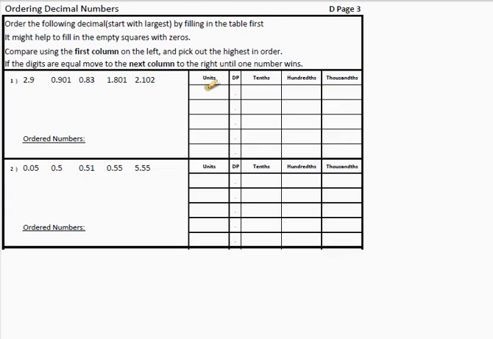And now I will do this with you. So it's 2.9, 0.901, 0.83, 1.801, 2.102. Now we are looking for the largest. In other words, go down your first column and look for the highest. Now we've got a 2 and a 2, they are the highest. In other words, they win, the other 3 lose.